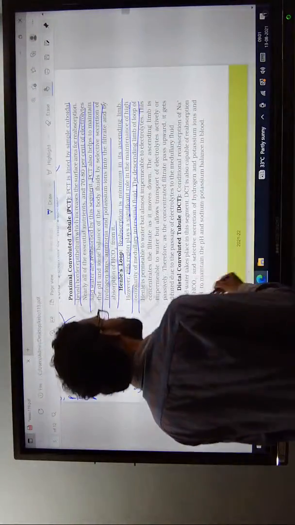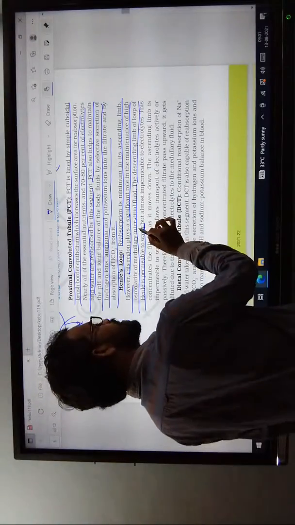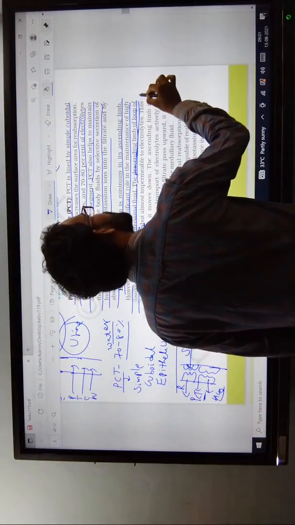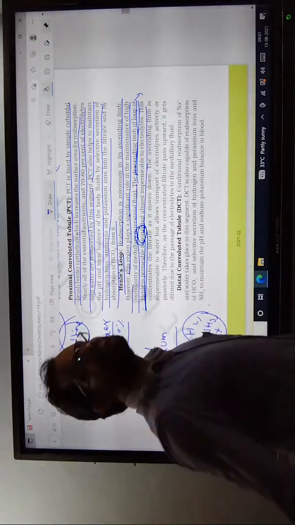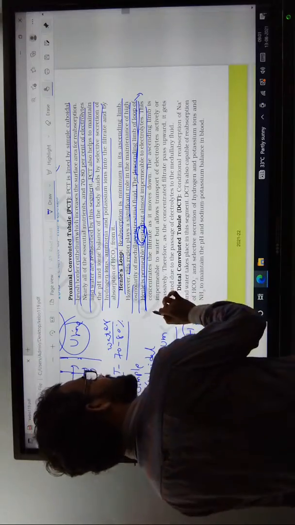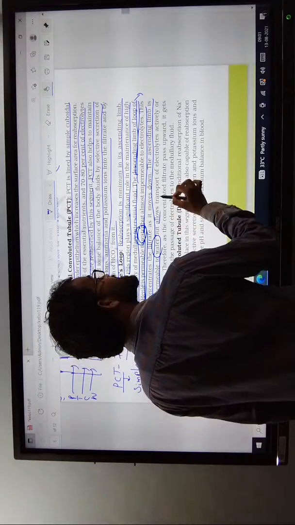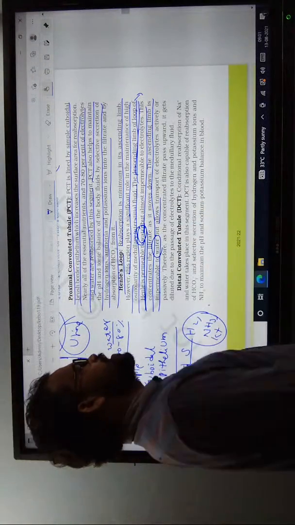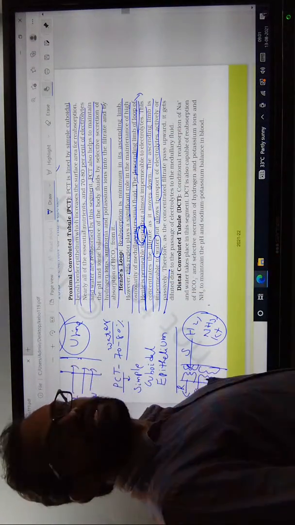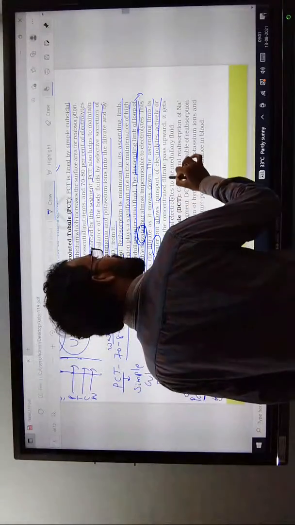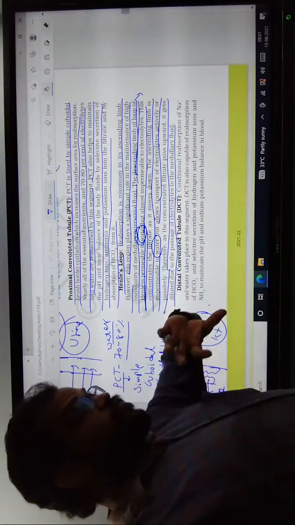The descending limb of the loop of Henle is permeable only to water. Water is reabsorbed in the descending limb, but it is almost impermeable to electrolytes. The ascending limb is impermeable to water, but it transports electrolytes actively or passively. Therefore, the filtrate becomes dilute as electrolytes pass into the medullary fluid.